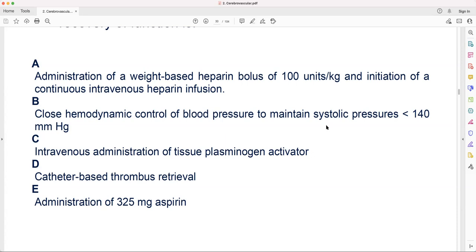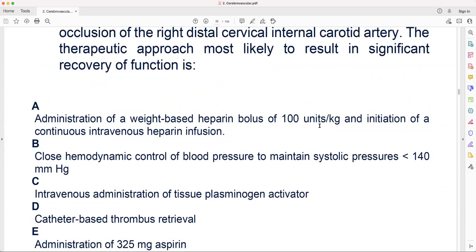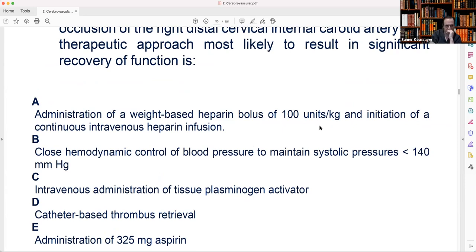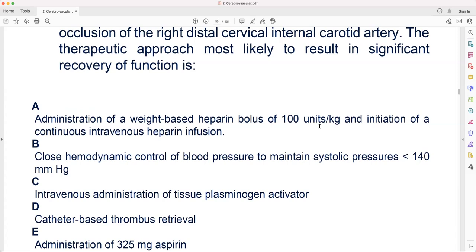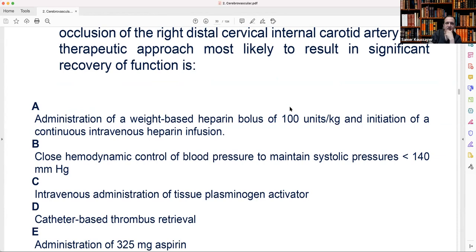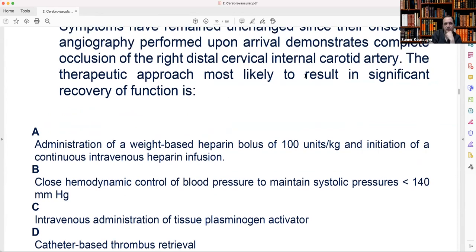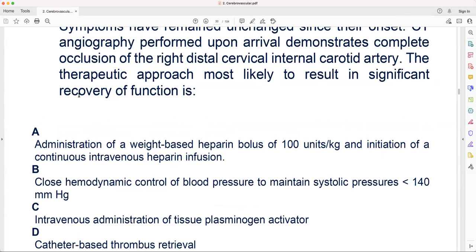I don't think it will work. Nobody spoke about controlling blood pressure to improve the neurological function. This is after endarterectomy, to prevent hyperperfusion. If the question is what the most likely therapeutic approach is, then yes, you can give heparin, you can control blood pressure, but the question is what results in significant recovery of function. If they put this sentence, then yes, you'll be right.